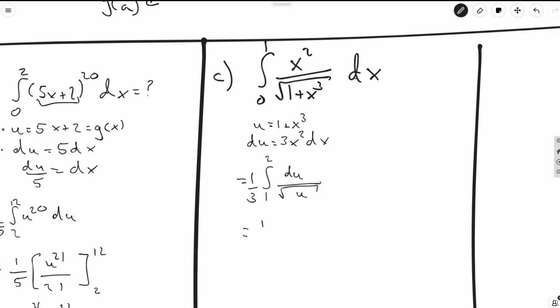So our answer is 1/3. This is u to the minus a half. So it becomes u to the plus a half divided by a half, if we remember our power rule, and it goes from 1 to 2. So this is equal to 2/3 times the square root of 2 minus 1.